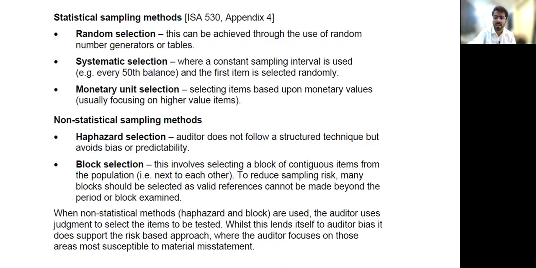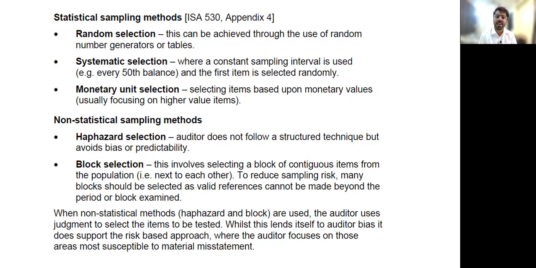Next, systematic selection. What is systematic selection? Systematic selection is you will be deciding a constant interval, and that's how the items will be selected. For example, let's say you decided that every 20th item needs to be selected.